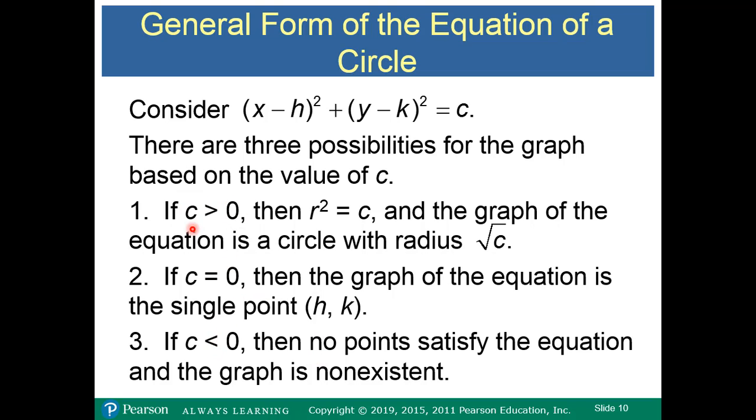So if it's greater than 0, we have a circle with a radius. If c is 0, then we have a point, which is basically just the center, (h, k). And if it's negative, then we don't have any solutions. We don't have a circle at all.